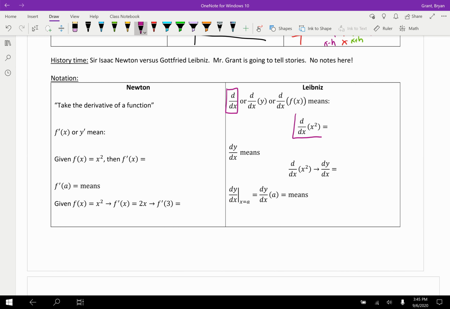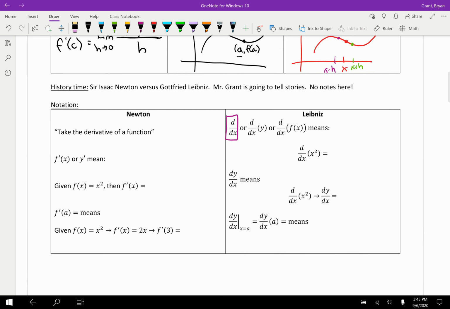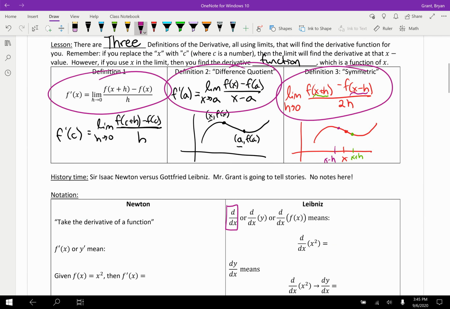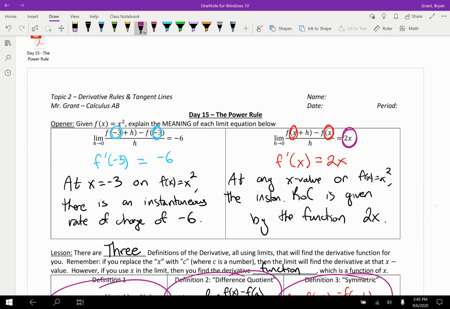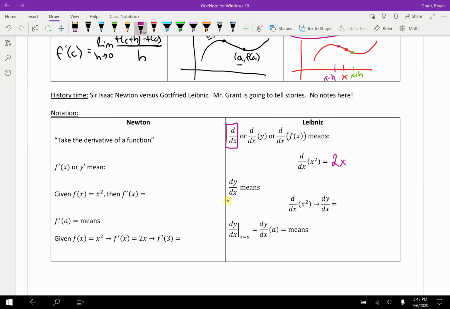So if you see d dx of x squared, you should read that to yourself as find the derivative of x squared. Well, we actually did that up above. We found the derivative of x squared is 2x, so we could fill that in. Take the derivative of x squared, well, that's equal to 2x. Jumping back to Newton, he has his f prime of x, or you could see it as y prime. You can leave off the of x. You could also just see it as f prime, function notation or not. And those f primes mean the derivative. So if f of x equals x squared, then the derivative f prime of x is 2x.